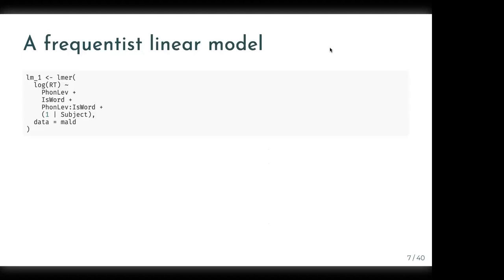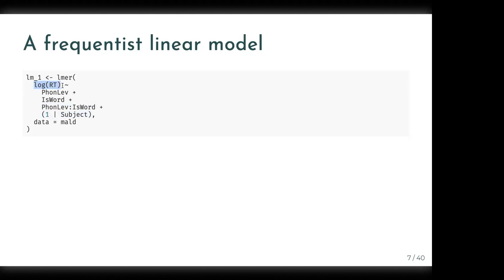So let's start with a frequentist linear model. We're going to use the lmer function from the lme4 package. In this case, I'm just including the Levenshtein distance and whether the word that the participant has heard was a real word or a nonce word, and then an interaction between the two, plus a random intercept by subject. The outcome variable is reaction times.